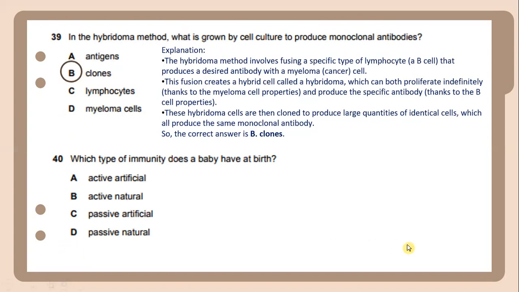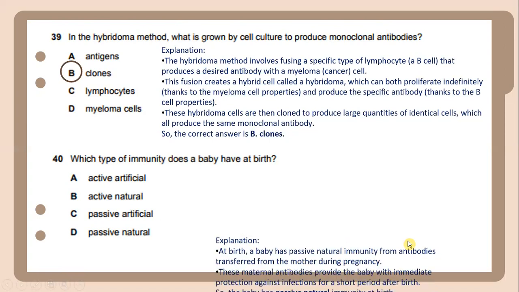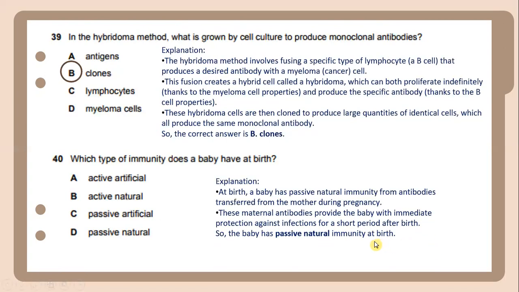Which type of immunity does a baby have at birth? At birth, the baby has passive natural immunity, with antibodies transferred from the mother during pregnancy. These maternal antibodies provide the baby with immediate protection against infections for a short period after birth. So the baby has passive natural immunity at birth.